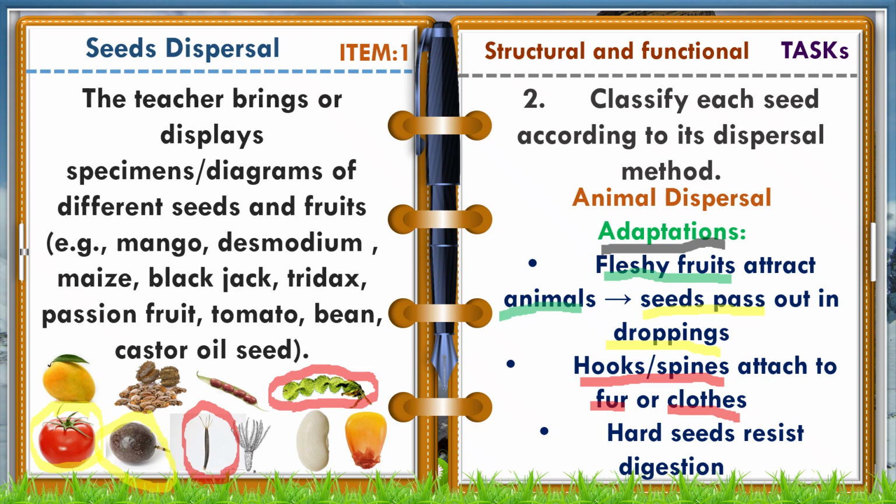Then we have the hard seeds which are resistant to digestion. Here we shall have the passion fruit, we shall have the tomato seeds. When these ones are eaten, the seeds are resistant to digestion. So they will be passed out to other areas.